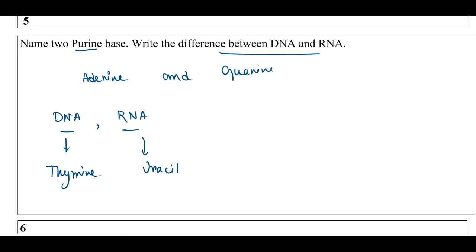And the other difference is that DNA means deoxy. At the 2 position, the carbon is deoxygenated, deoxyribonucleic acid. Whereas RNA is oxy, meaning the carbon at the 2 position is not deoxygenated. So this is just ribonucleic acid. So these are the basic differences between DNA and RNA.